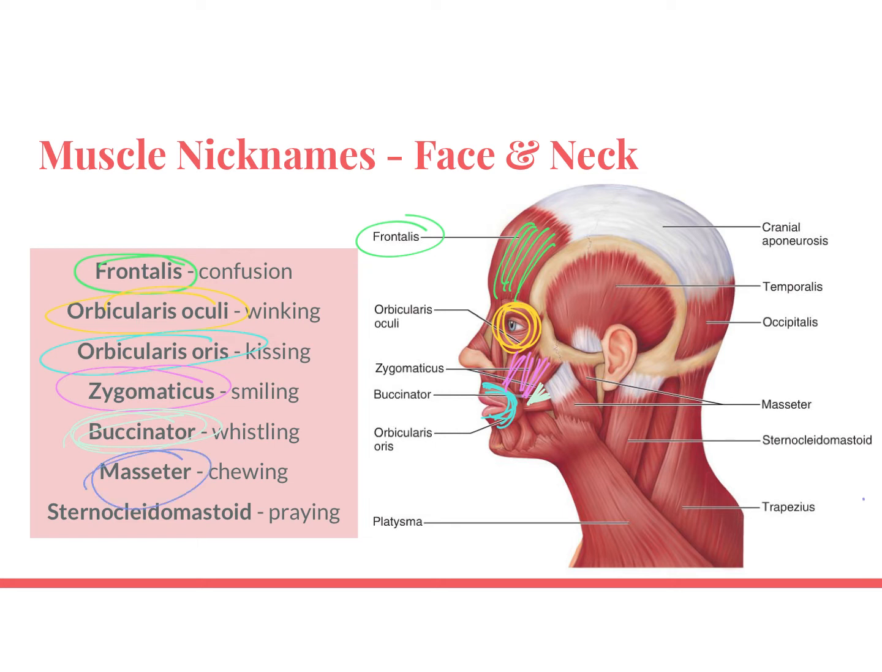That's known as the chewing muscle. That's the one that's going to allow you to lower and close your jaw when you're chewing. All right, and then lastly, another one on the face or neck, we have the sternocleidomastoid. And the sternocleidomastoid is known as the praying muscle because that's what allows you to bow your head or bring your chin to your chest as if somebody was praying.